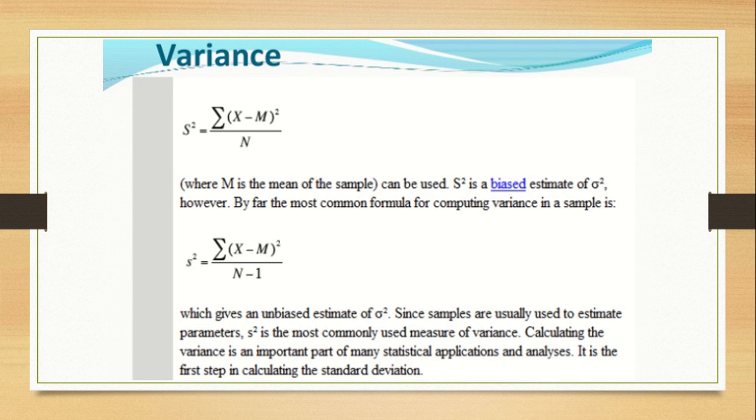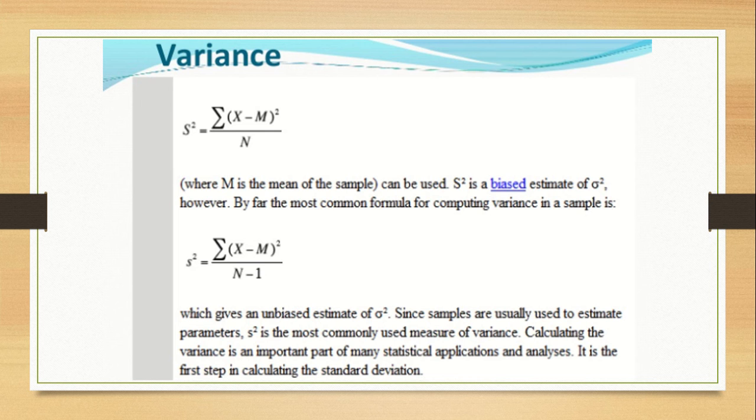However, by far the most common formula for computing the variance in a sample is given by this equation below. S squared is equal to the summation of the square of the difference of x and m divided by n minus 1, which gives an unbiased estimate of the variance. Since samples are usually used to estimate parameters, s squared is the most commonly used measure of variance.